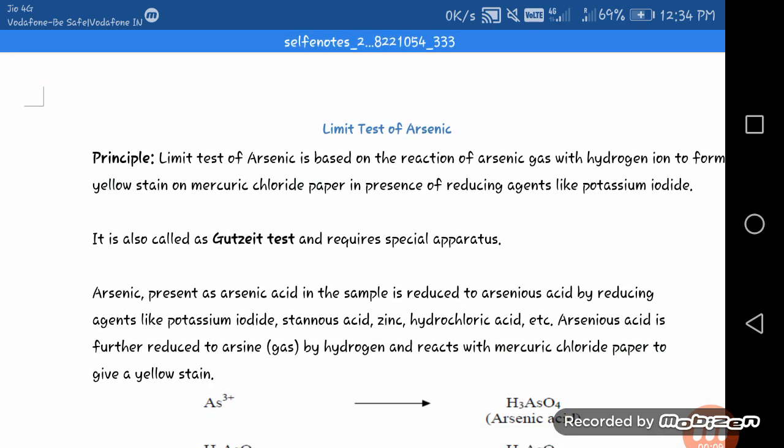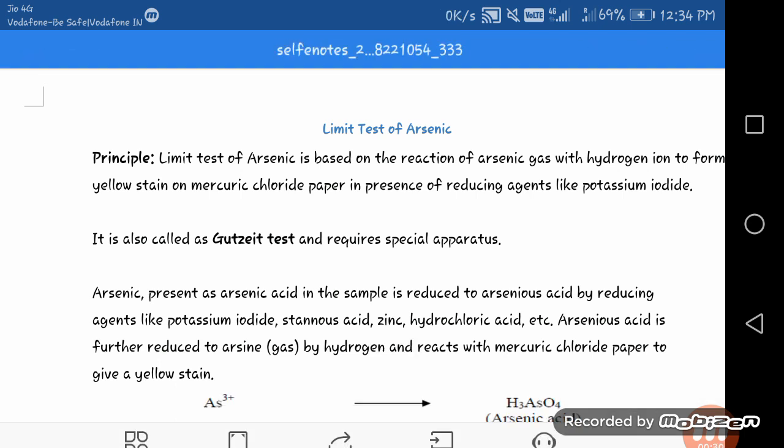Namaste. This is the subject of pharmaceutical analysis, and as we are on the topic of limit test, and we have performed various limit tests before. So today we will see the limit test of arsenic. So let's see the principle.